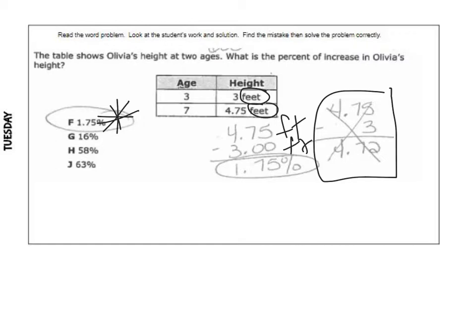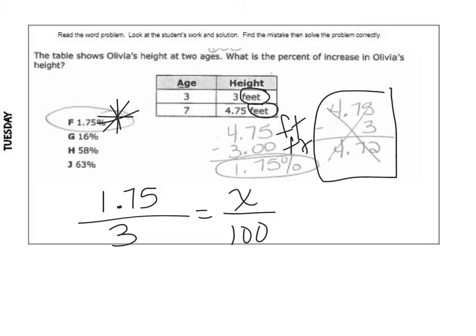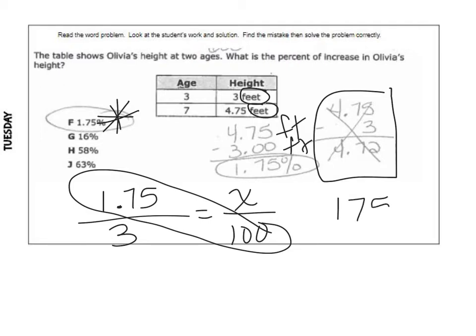Say it again. We could divide, but there's another step too. Yeah, do cross product. So you would set it up with the change, which is 175, over the original. What was the original? 3. And that's going to equal x over 100 because you're looking for percent. So now all we have to do is multiply. So that's going to be 175 divided by 3.